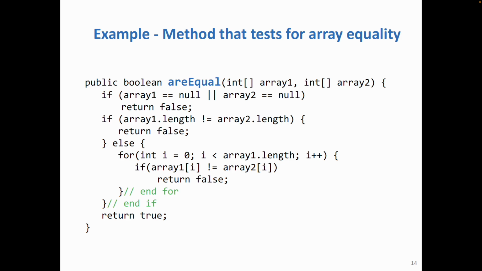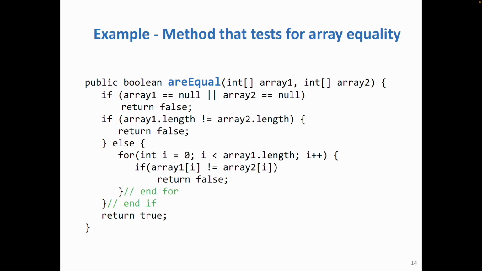So in one for loop, starting from 0 to the end of one of the arrays, at each iteration I compare: is array1[i] not equal to array2[i]? So are they the same? If they are not, okay, one difference will be enough for me.